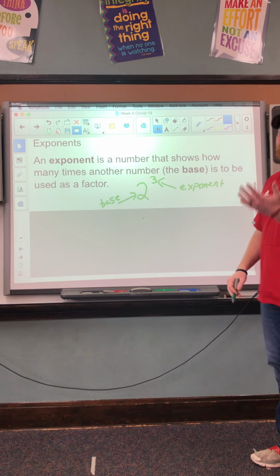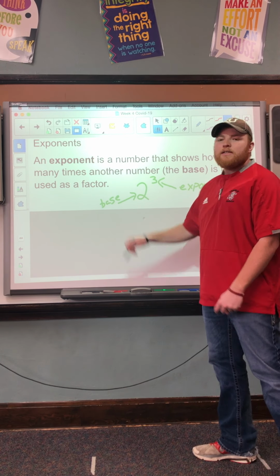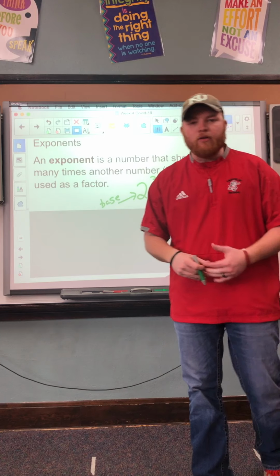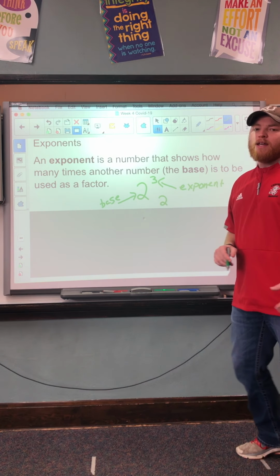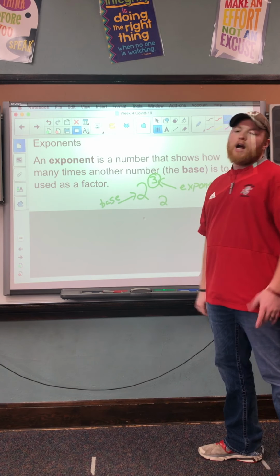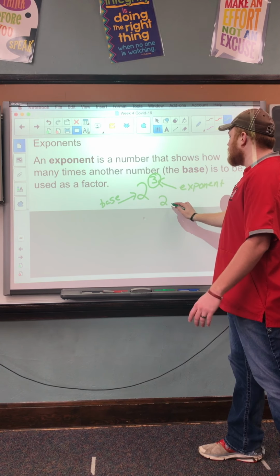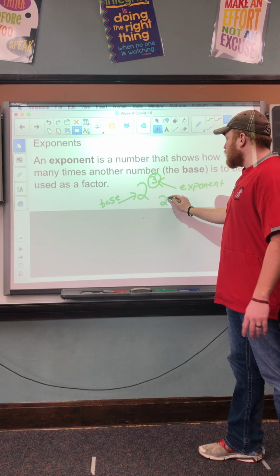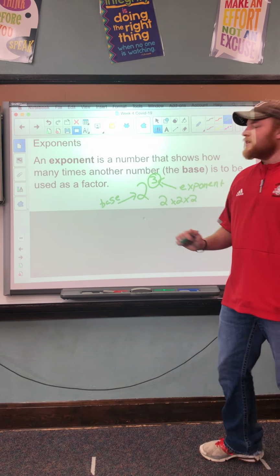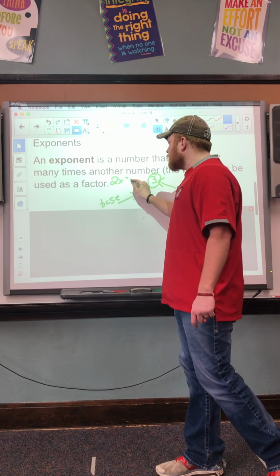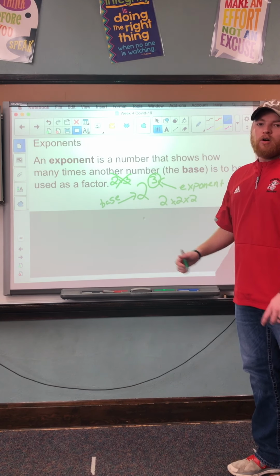Okay, now what it's basically saying, the base is the number that's being repeated. That's how I always say it. So 2 is being repeated. The exponent tells you how many times it's getting repeated. So it's 3 times. So you go 2 times 2 times 2. It is not 2 times 3. It is not that. Okay?